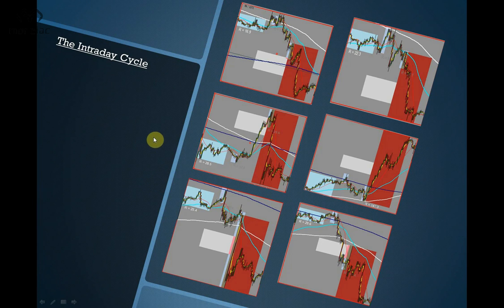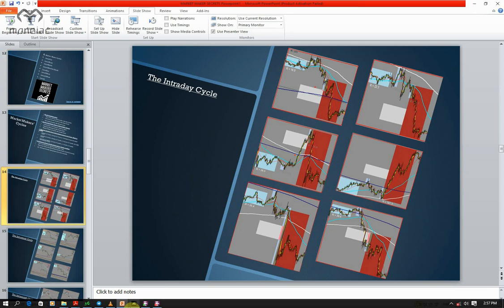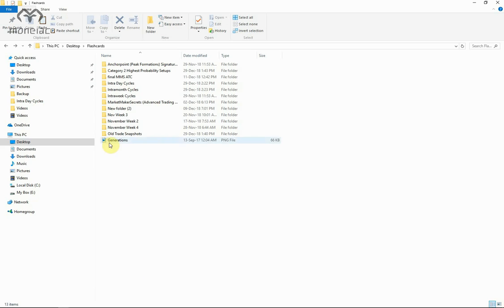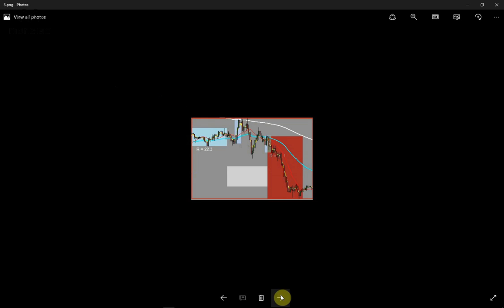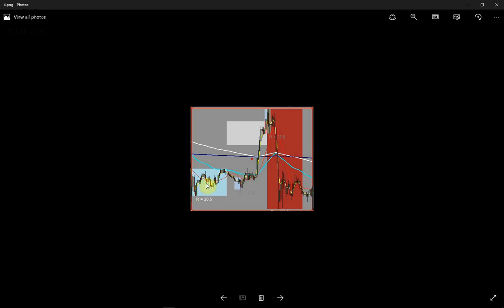So before I move into intraweek cycles, let me show you more of these intraday cycles. I'm just going to go to the flashcards, where I have all my intraday cycles. There you go, accumulation, stop hunt and long sustained run, reversal. Same thing here, accumulation, stop hunt high, long sustained run, reversal. After reversal, price comes back into consolidation. Accumulation, stop hunt and long sustained run, reversal.